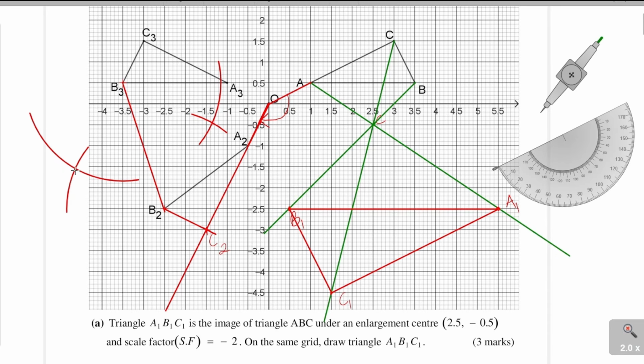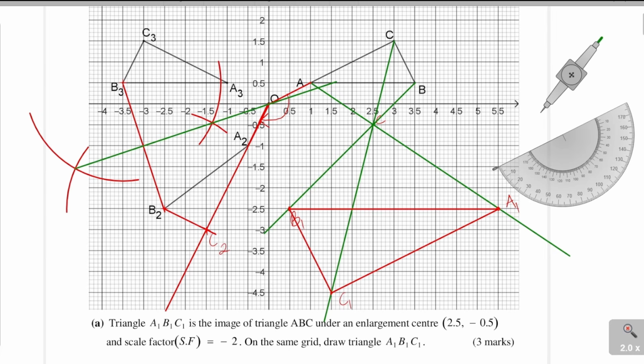Then join the points of intersection of these arcs using a straight line like that. So there is the perpendicular bisector, and this one would be the mirror line. You can see that, this being the mirror line, the object point and the image point are equidistant from the mirror line. Look at A3, A2, look at B3, B2, look at C3, C2. They are all equidistant from the mirror line. So that is the mirror line.